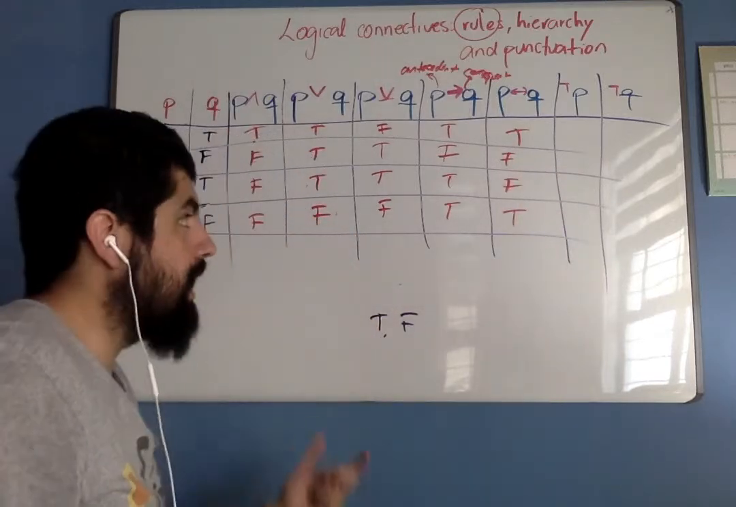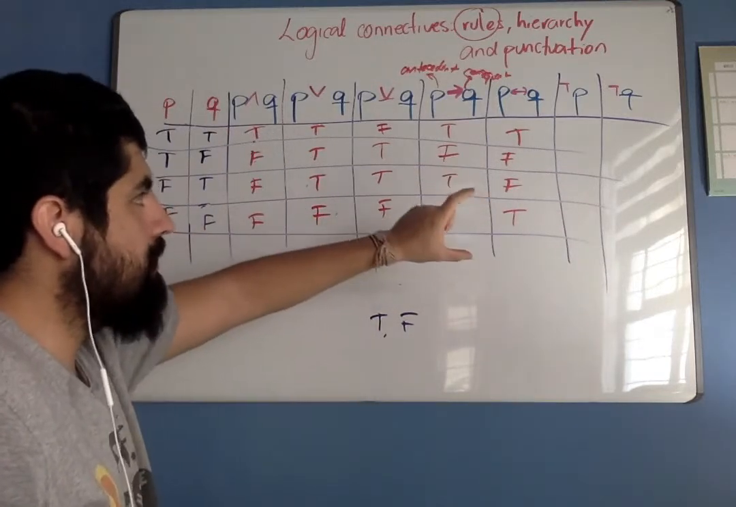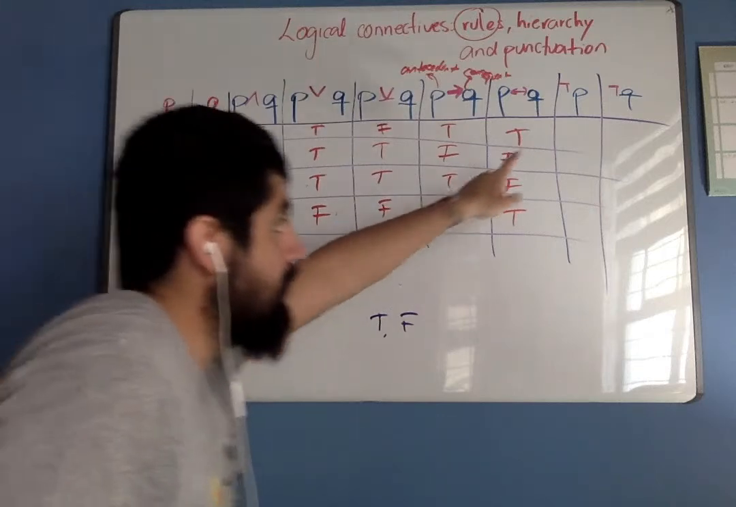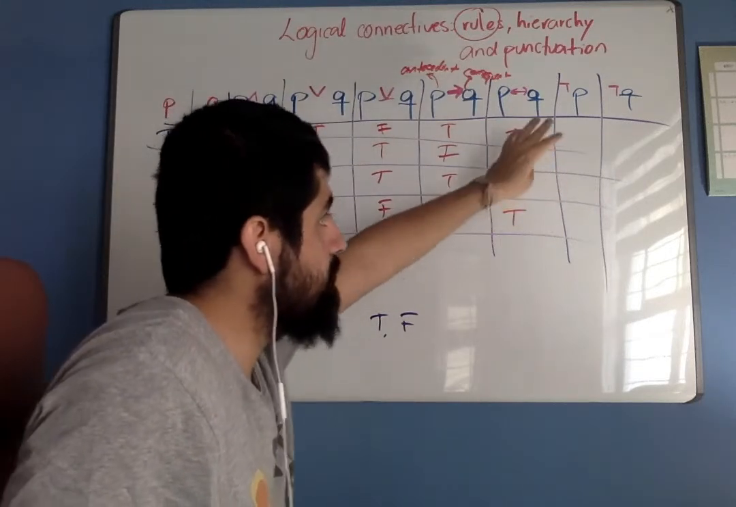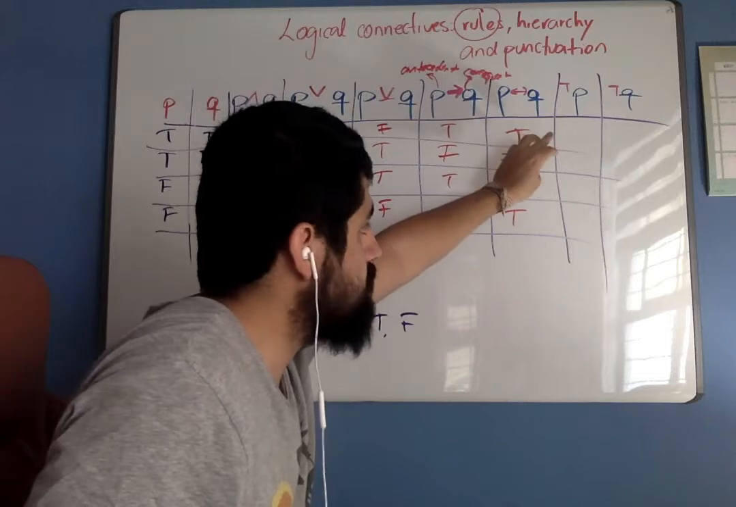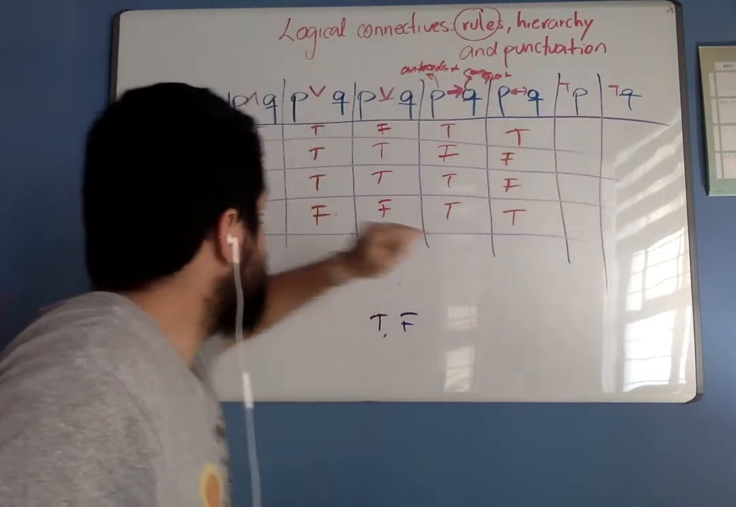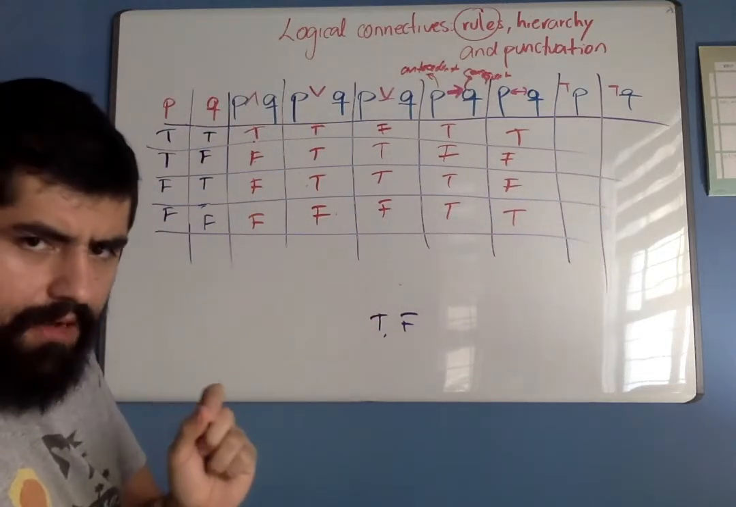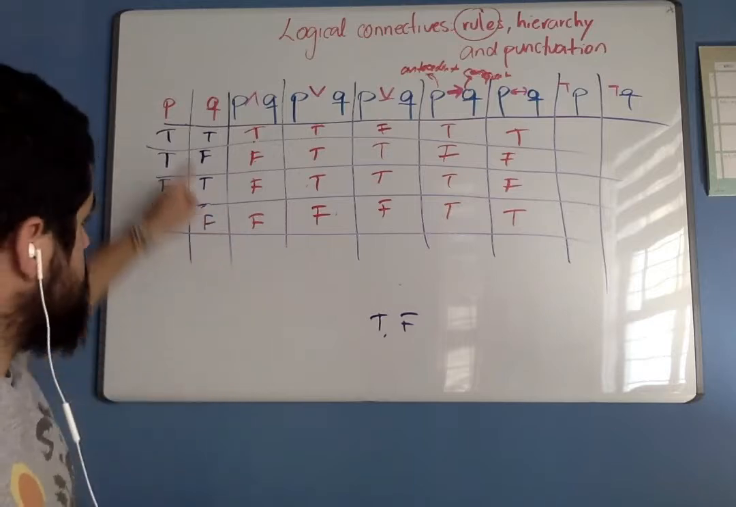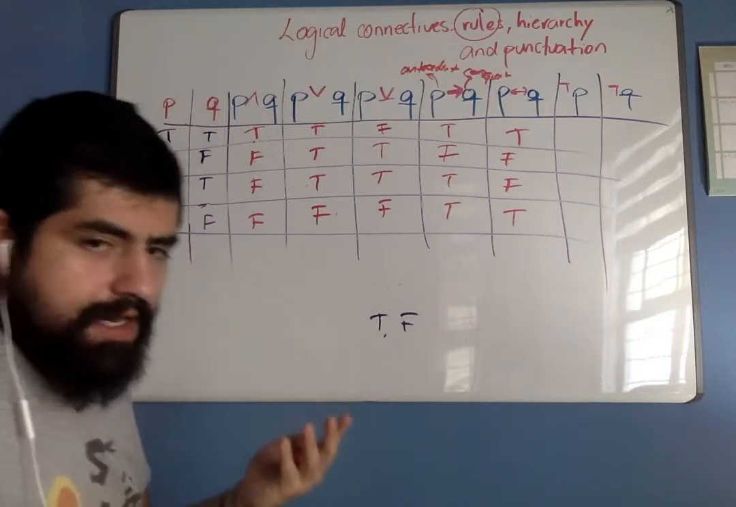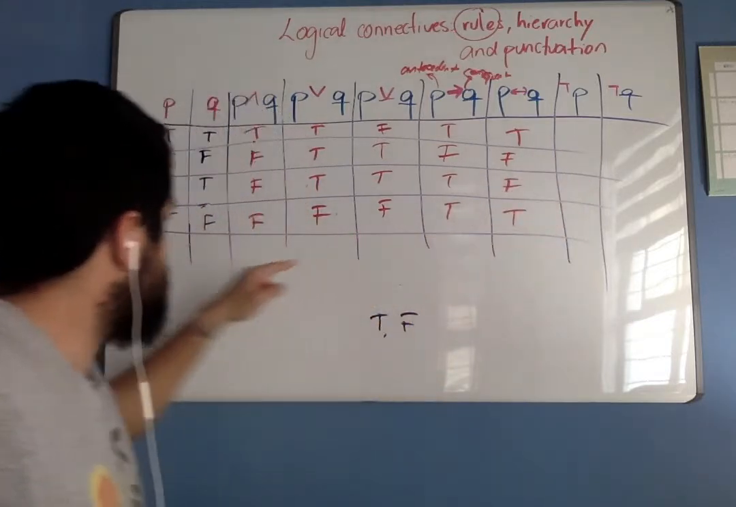And finally, the negation inverts the value of the variable, okay? We are separating P and Q, the negation of P and the negation of Q. Do we have a column of values of P? Yes, we have. Do we have a column of values of Q? Yes, we have this one.